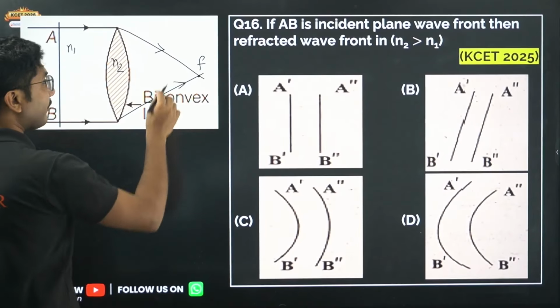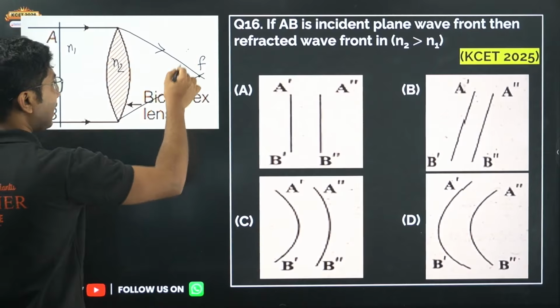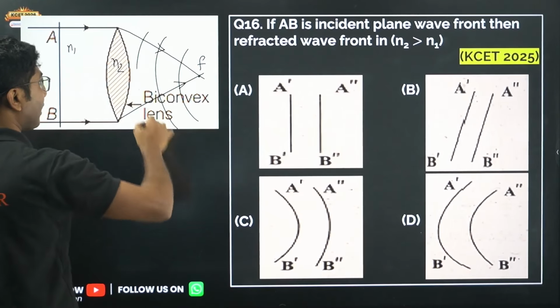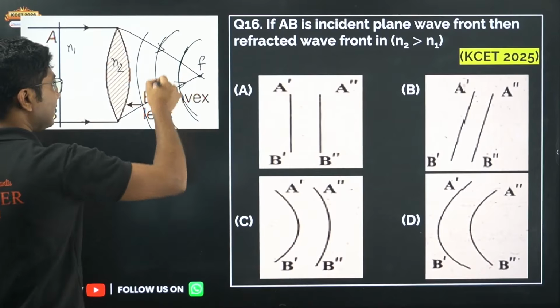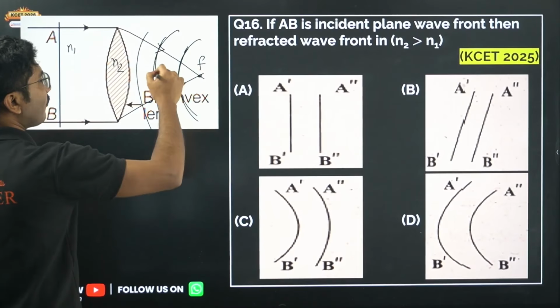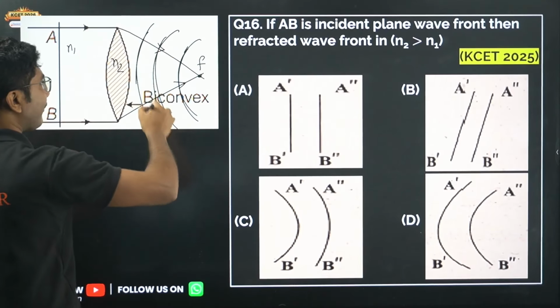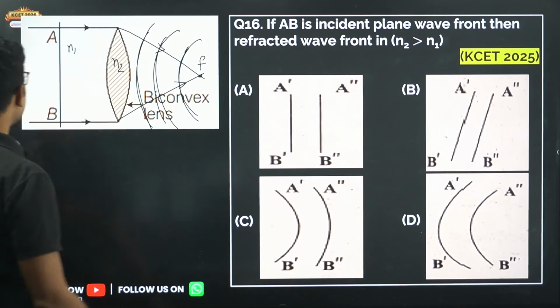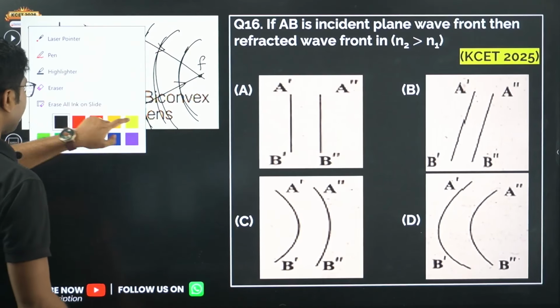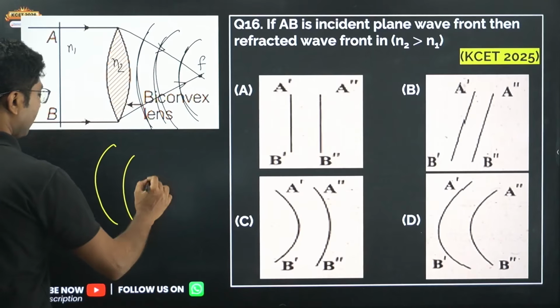And what will be the nature of this wavefront? The wavefront will be like this. This is the center, and it will be a spherical wavefront. So from the center, the wavefront will be like this, because it is going to converge. So remember, this represents a converging wavefront.